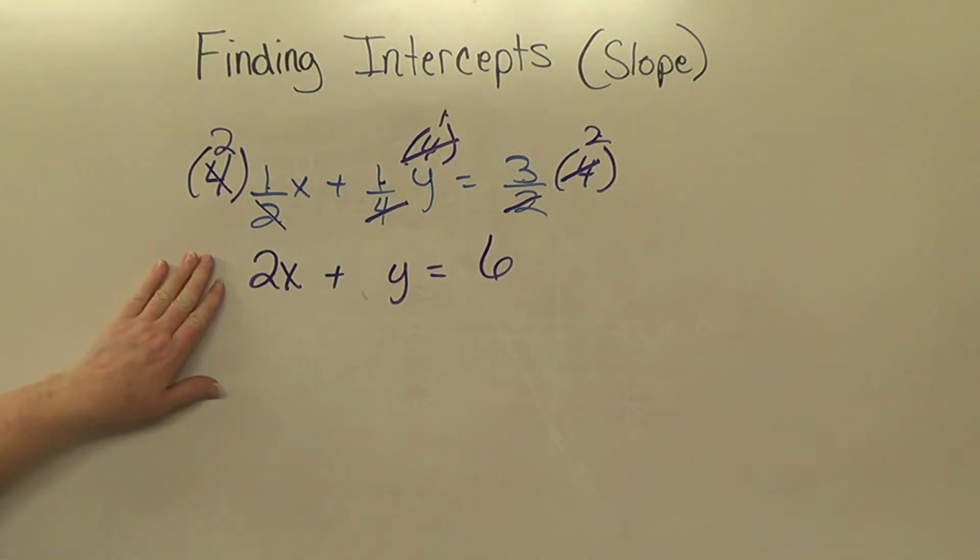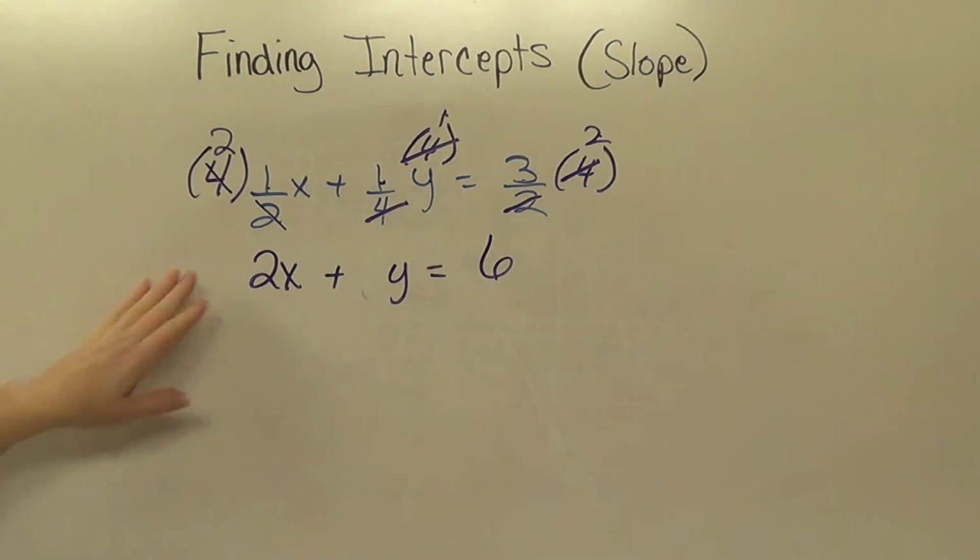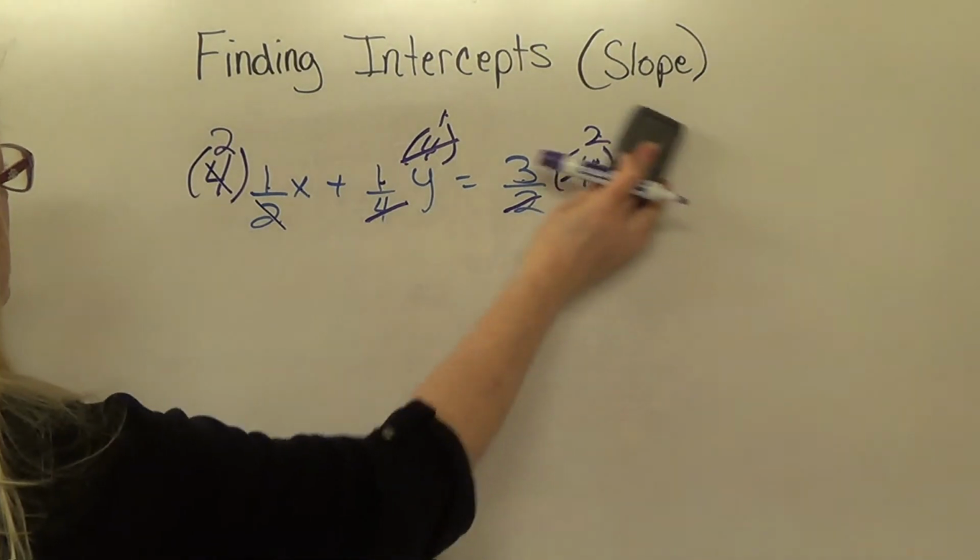So now you've cleared your equation of fractions. You could easily find the intercepts and graph these. I'm not going to do the intercepts on this one. I want to work one more equation with fractions.